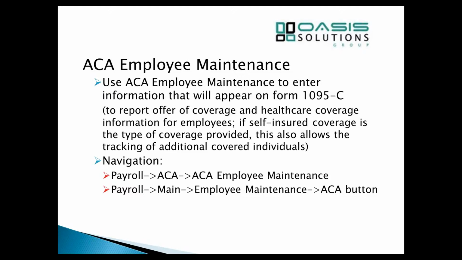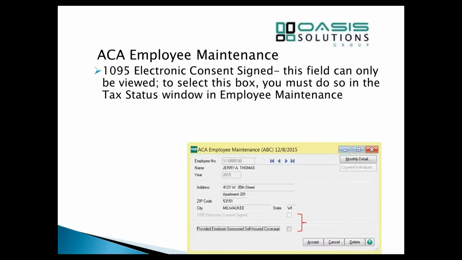The other way to get to the exact same screen is to go through Payroll, Main, Employee Maintenance, select your employee, and then there is the ACA button on the Employee Maintenance screen that will take you to the ACA Employee Maintenance screen. Once you select that, you will be provided the ACA Employee Maintenance screen.